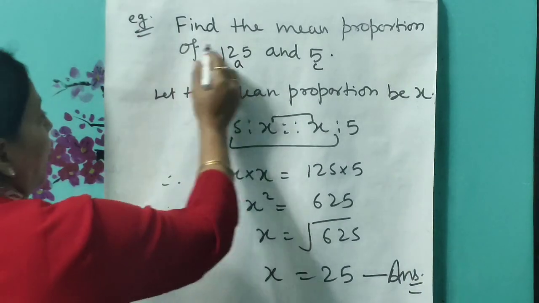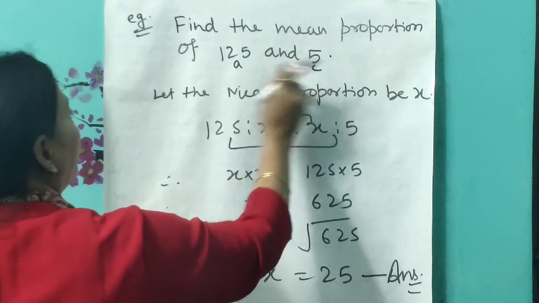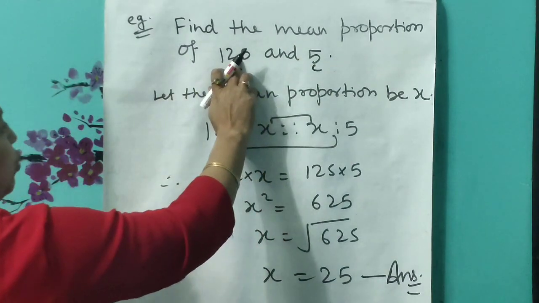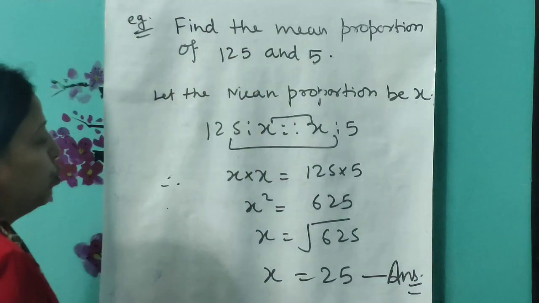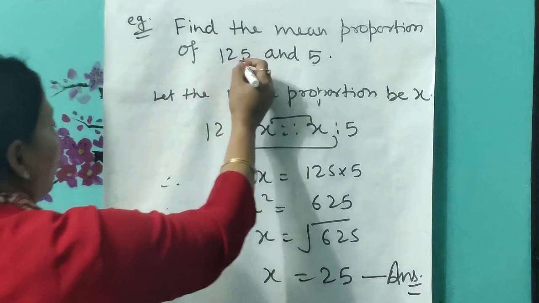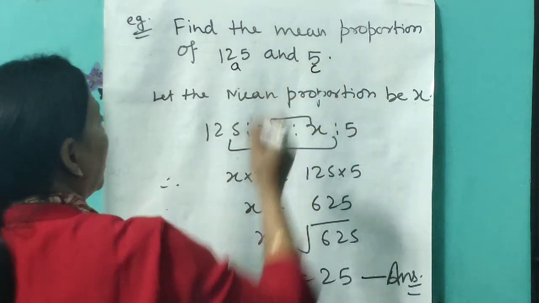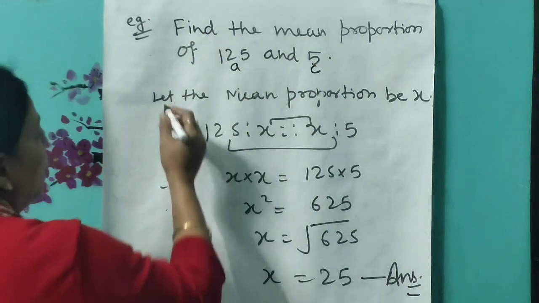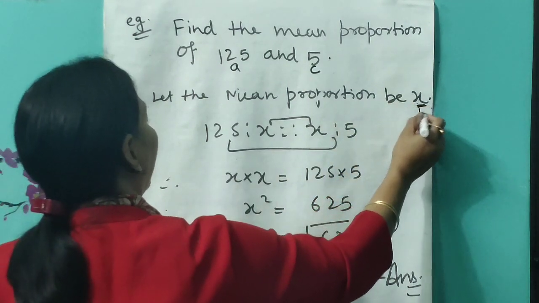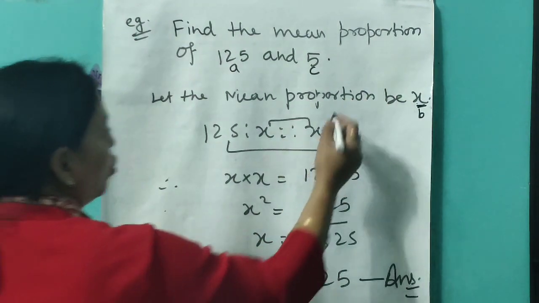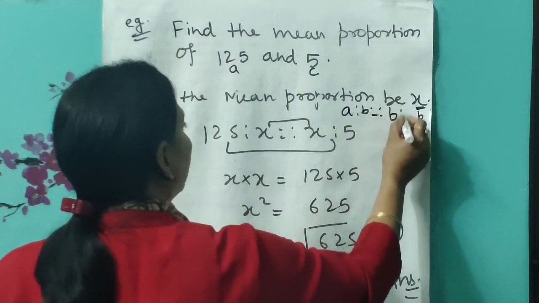Next example. Find the mean proportion of 125 and 5. So here, how to find the mean proportion? This is actually the first value and this is the last. This is A and this is C in the continued proportion. So let the mean proportion be x. That is the B value. B value is x. So how to write the continued proportion? A is to B is in proportion with B is to C.